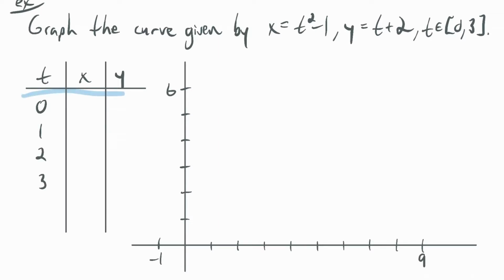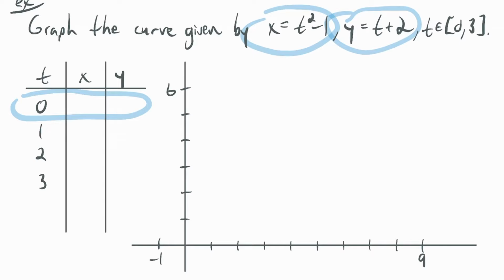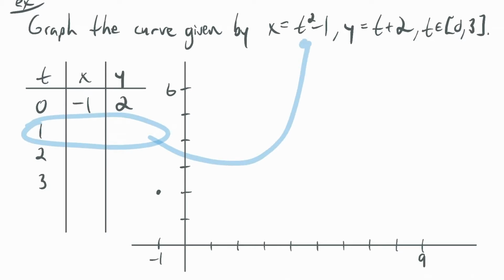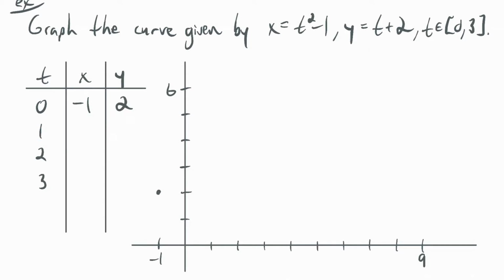So when t is 0, what is x? So if I plug in 0, I get negative 1. What's y? Well, if I plug in 0, I get 2. So I'll have the ordered pair negative 1, comma 2. And I can go ahead and mark out a point right there. Okay. When t is 1, well, if I plug in 1 here, I get 0. If I plug in 1 here, I get 3. So 0, comma 3. And I can go ahead and mark a point right there.